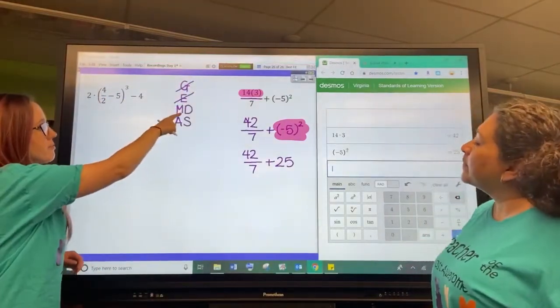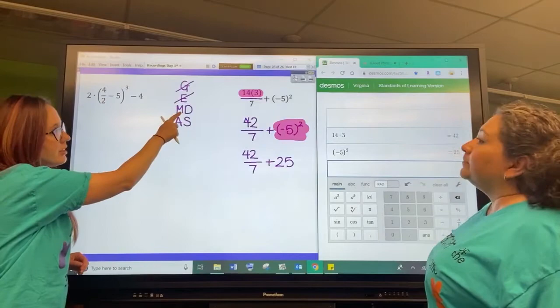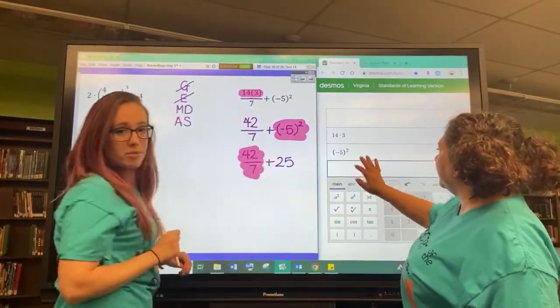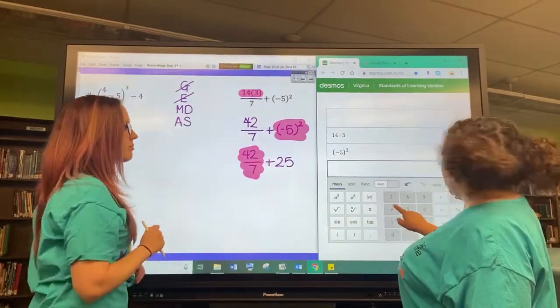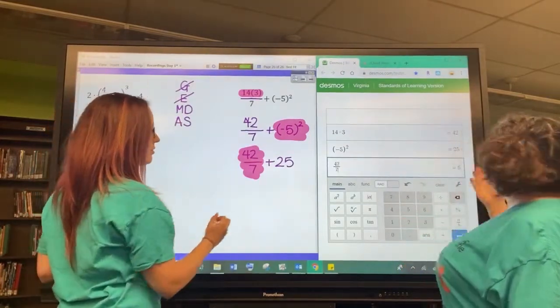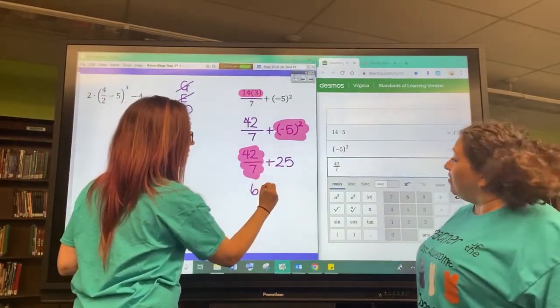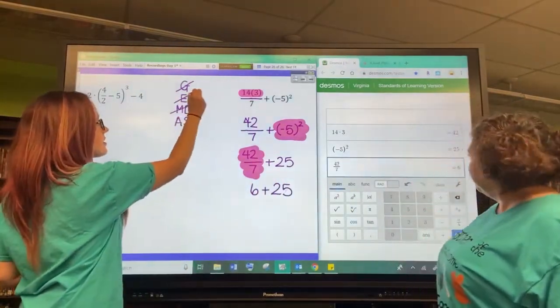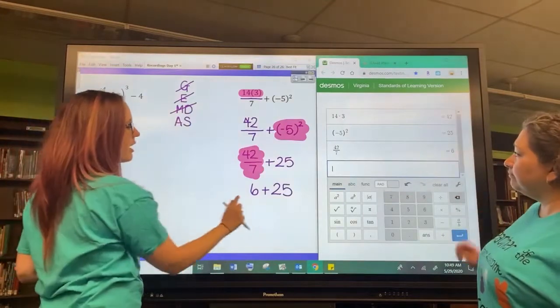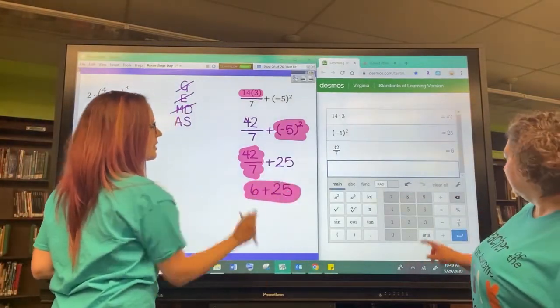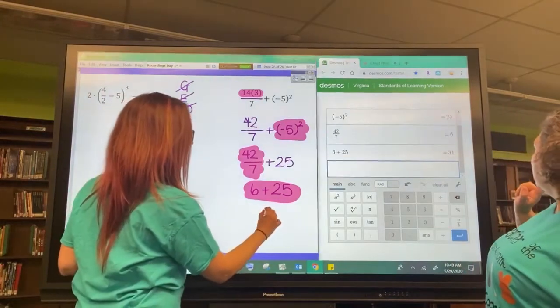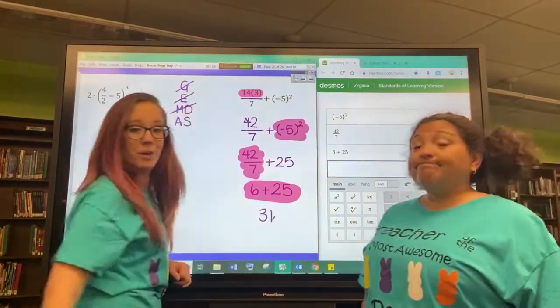Next, I'm looking for multiplication and division. I don't see any multiplication, but this is a division problem. Absolutely. So we're going to do 42 divided by 7, which gives us 6. And then we're going to have that plus 25 there. So done with this, on to addition and subtraction, which we've got right there. 6 plus 25 is 31. And we're done with this problem.